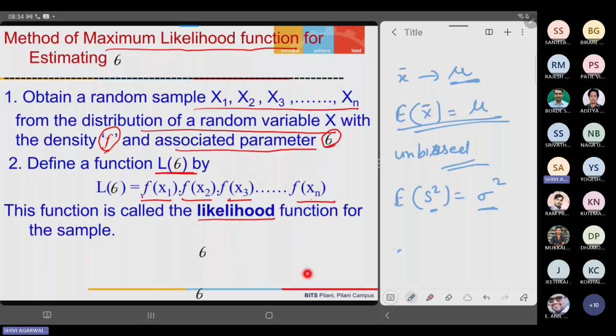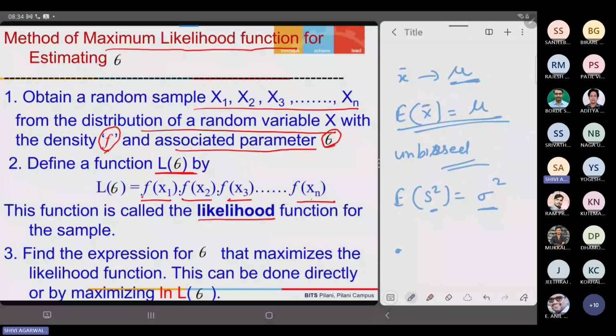Now we take the logarithm. We find the expression for theta that maximizes the likelihood function. This can be done directly, but it is difficult to do that directly. So we use the logarithm, ln of L(theta), and then we maximize it.